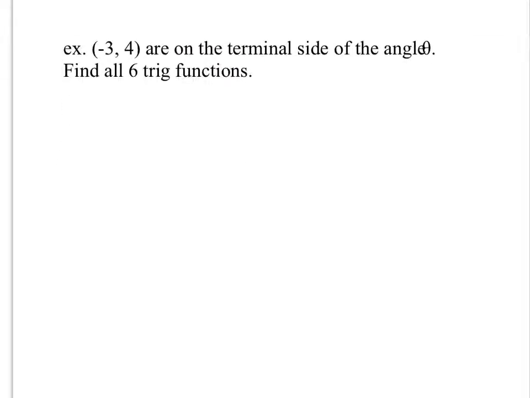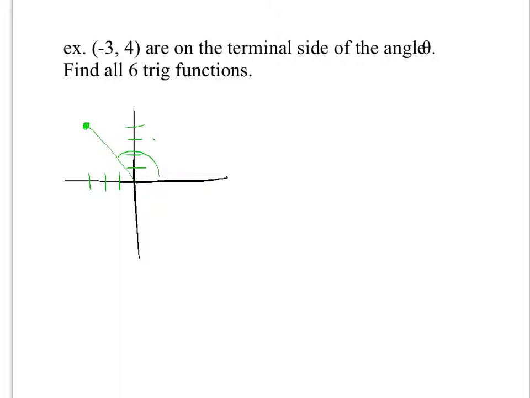Alright, so here we go. We have a point. So we'll draw our xy axis, and it's always nice to have a picture to be able to look at and follow. And so let's see, -3, +4. So we've got that point right there. I'll draw the side of my angle. The angle is right here. We don't know what it is. We don't really care what it is right now.